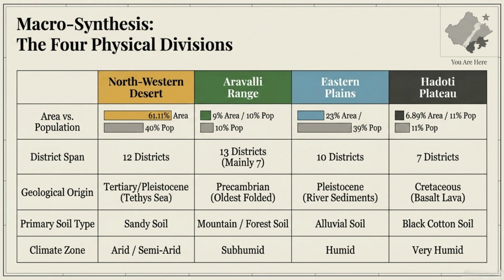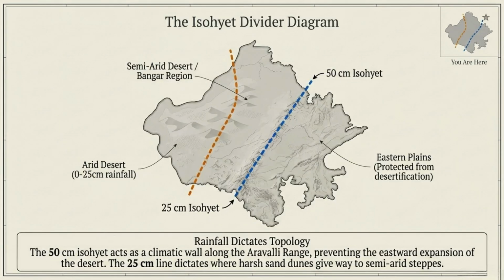Finally, the Hadoti Plateau covers nearly 7% of the area with 11% of the population. Born from Cretaceous basalt lava, its fertile black cotton soil experiences a very humid climate zone. In Rajasthan, rainfall completely dictates the topology. This is best visualized by the Isohyet divider diagram.